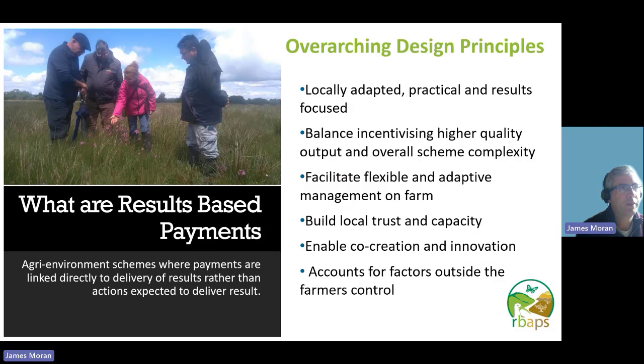In terms of results-based payment schemes, what has evolved in Ireland is that we've combined the results-based payment approach, using both results-based payments for the outcome and also action-based payments. These have generally been locally adapted, practical and results focused. There's been a balance between incentivizing higher quality outputs and overall scheme complexity. They've aimed to facilitate flexible and adaptive management on farm, and a key component of them has been building local trust and capacity in the systems and between various stakeholders involved in the delivery of the programs.